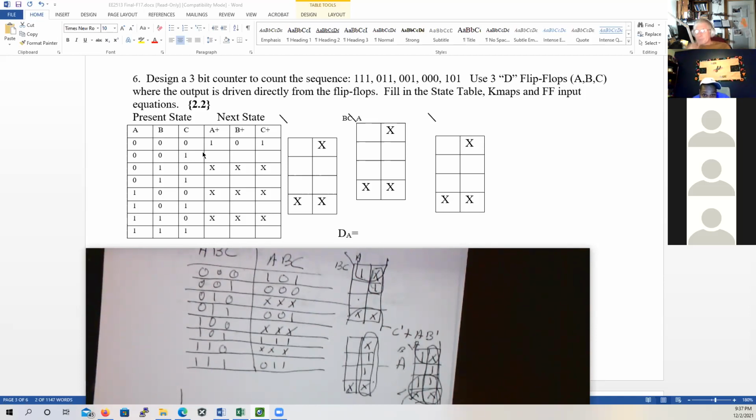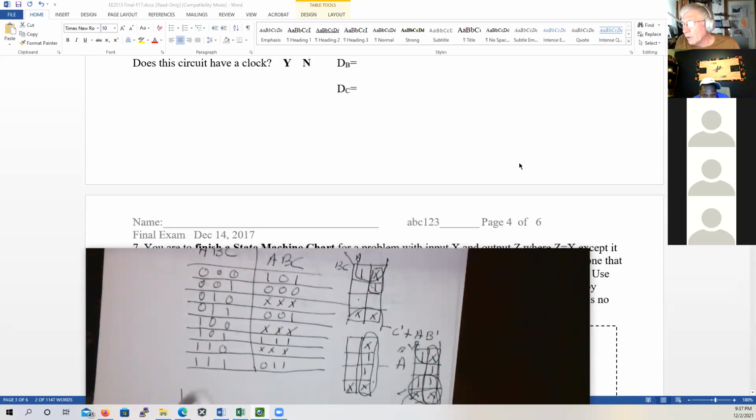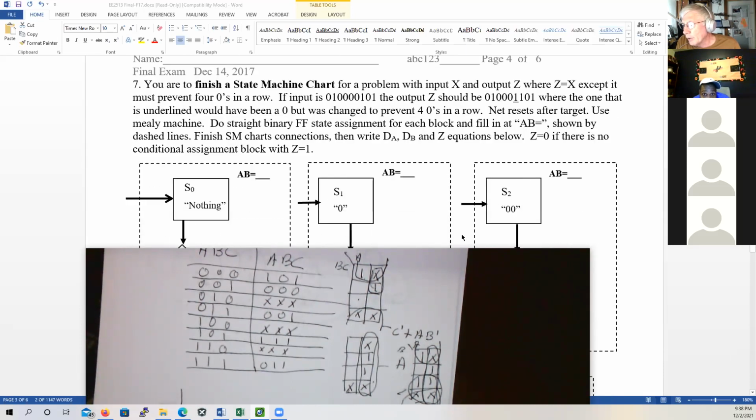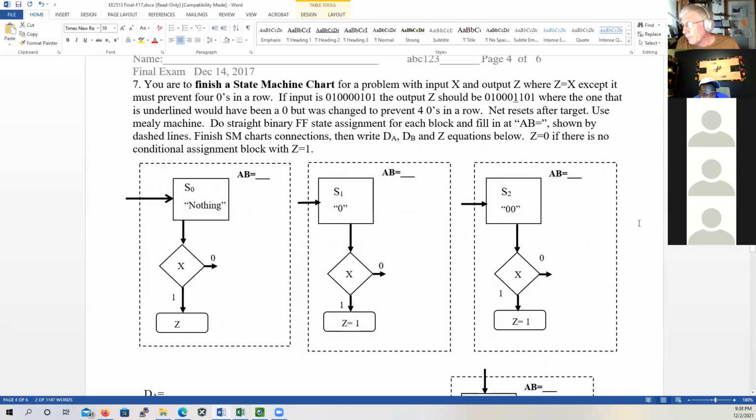Okay. All right. So does this circuit have a clock? Yes, it does. Okay, here's a state machine. So let's look at this. You're to finish a state machine chart for the problem. Maybe what I'll do, let me print this page out.